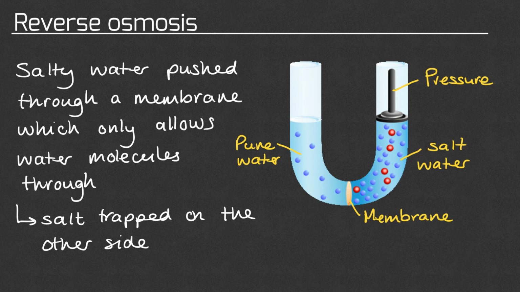So in summary, the salty water is pushed through a membrane which only allows water molecules through. The holes are too small for the salt molecules to fit through. This means the salt's trapped on the other side, leaving us with pure water.